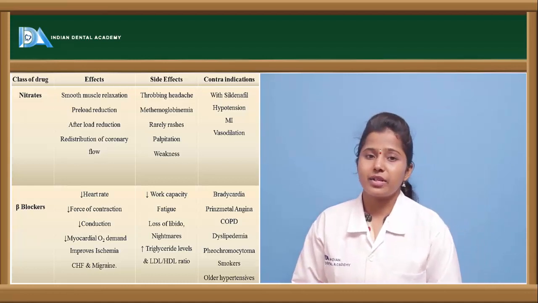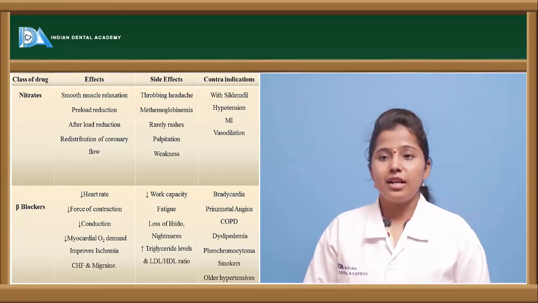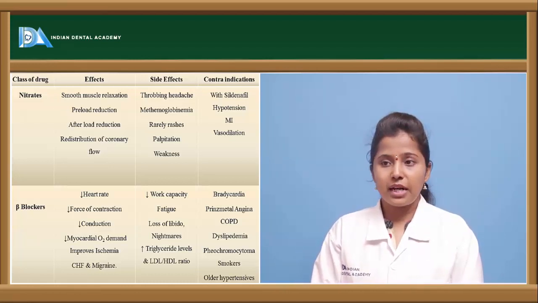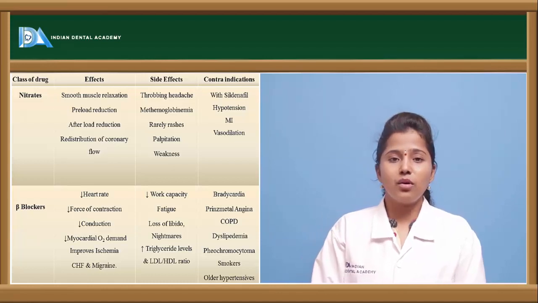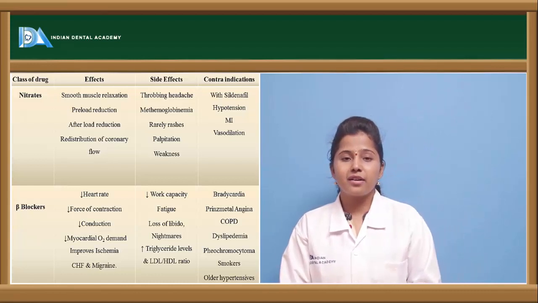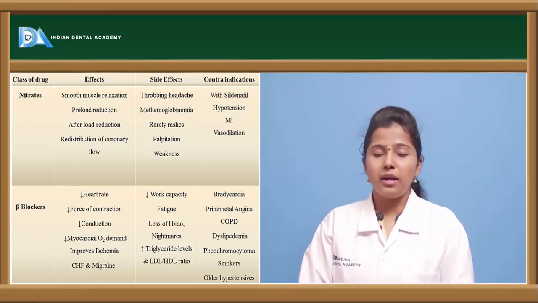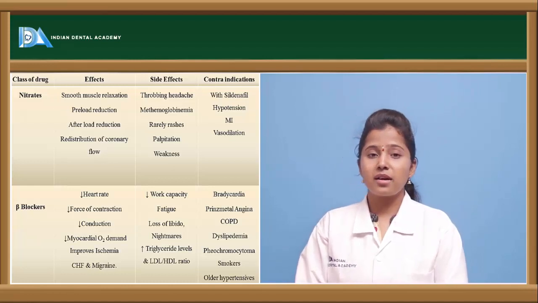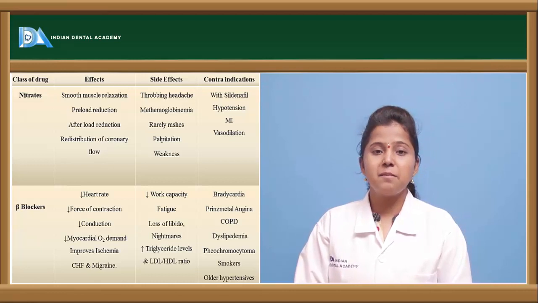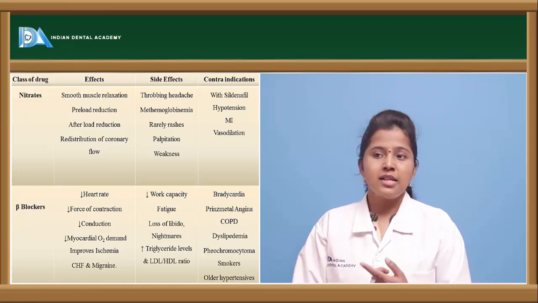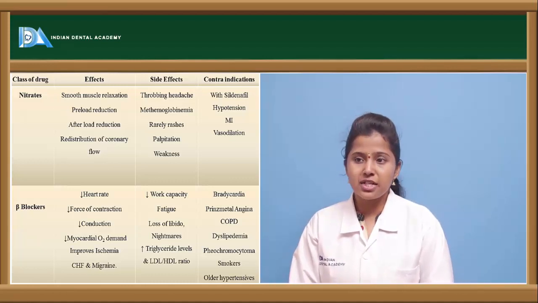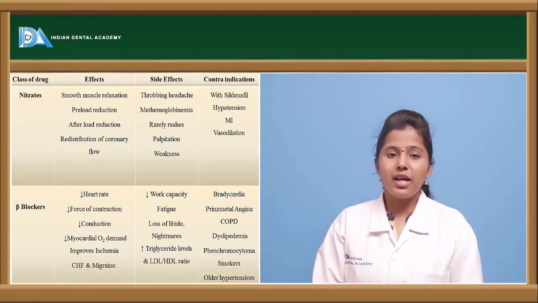Let's see the nitrate side effects, because each and every drug has side effects. Let us see what are the side effects of nitrates. There will be throbbing headache, that is severe headache. Methemoglobinemia. What does this methemoglobinemia mean? Usually in the blood, the ferrous ion, that is Fe2+ ion, is present. But in methemoglobinemia condition, instead of this ferrous ion, ferric ion, Fe3+, is replaced. When this replacement takes place, then the condition called methemoglobinemia occurs. And there will be rare rashes, palpitation occurs, and there will be weakness.